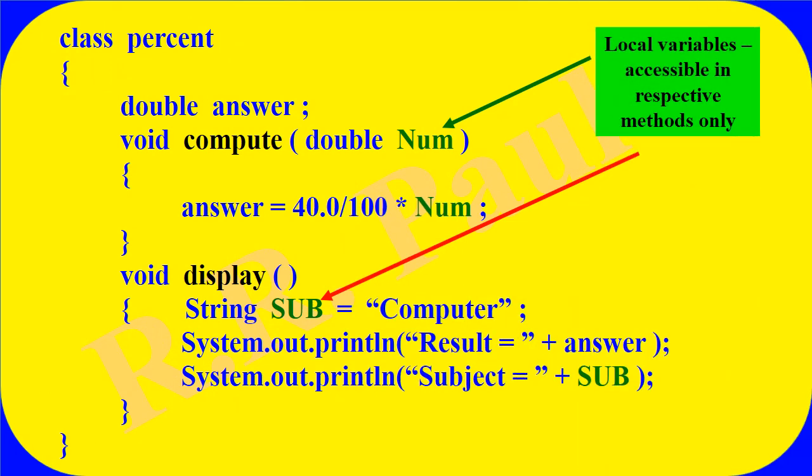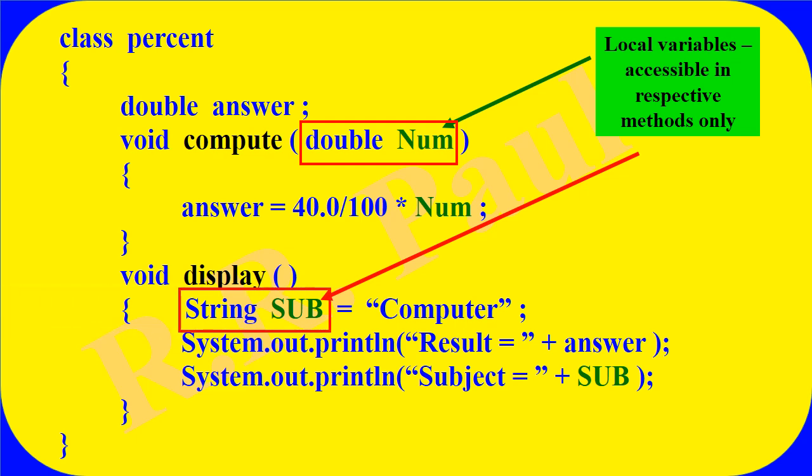See this example. Double type answer is a global variable. Fine, it will be available throughout the class. But double type num, which is a function parameter of compute function, will be available only in compute function. It is locally available in compute function. Hence, num is a local variable.